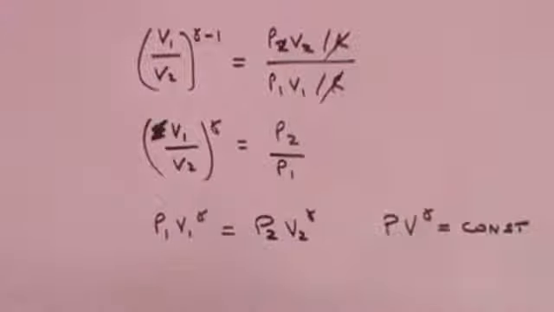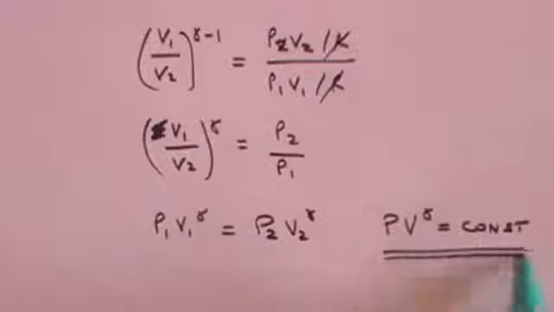Now you might say, hang on a minute, I thought Boyle's law says that PV was a constant. Why is it PV to the gamma? Well, Boyle's law, don't forget, does indeed say that pressure times volume is a constant, but only if the temperature is constant. Here we are talking about an adiabatic change, which means no heat in and no heat out, but there may well be a temperature change. And so for an adiabatic change, where temperature is not necessarily constant, it's PV to the gamma that is a constant.